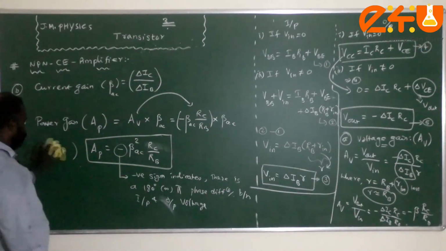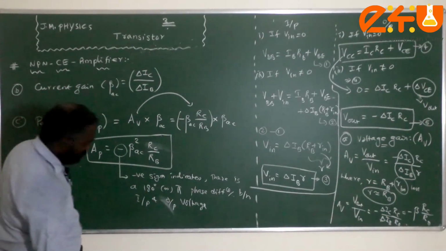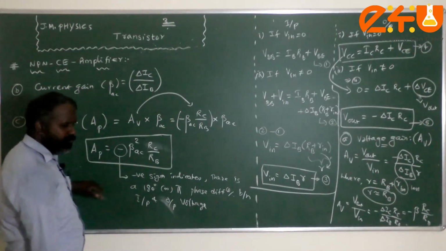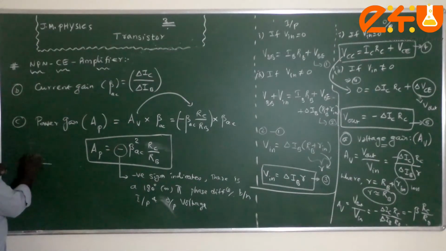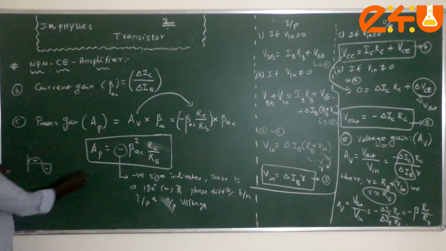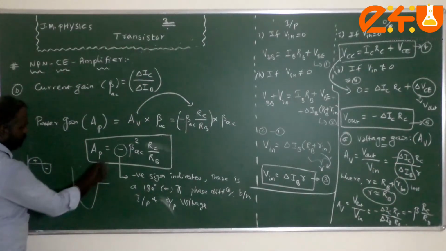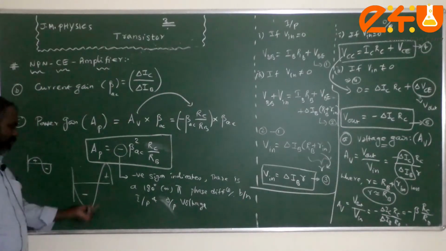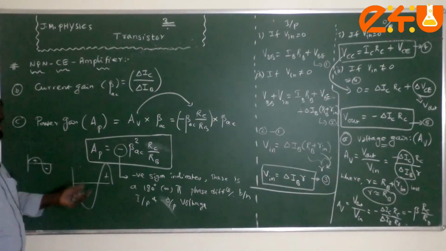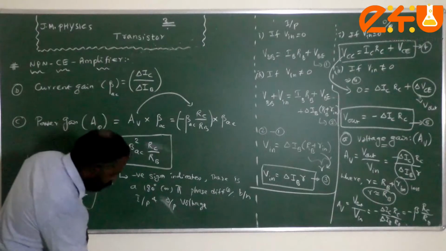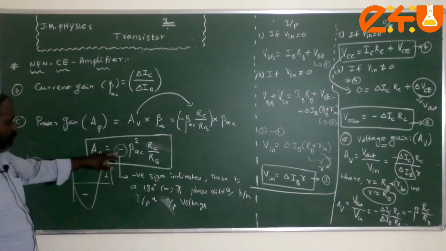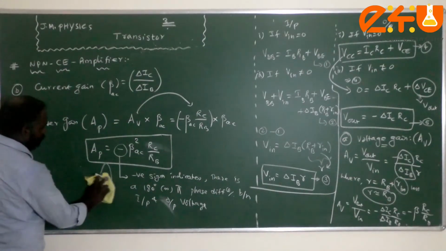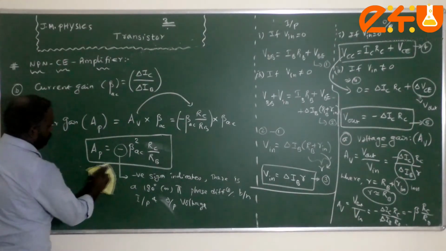So what does this negative sign represent, children? There is a phase difference between input and output voltage. That's why in the circuit diagram, when the input is in the positive cycle, the output diagram is drawn in this manner, negative and positive. Since the value is amplified, the peak value will be maximum for the output voltage. That is the reason for the negative sign in the amplifier circuit.